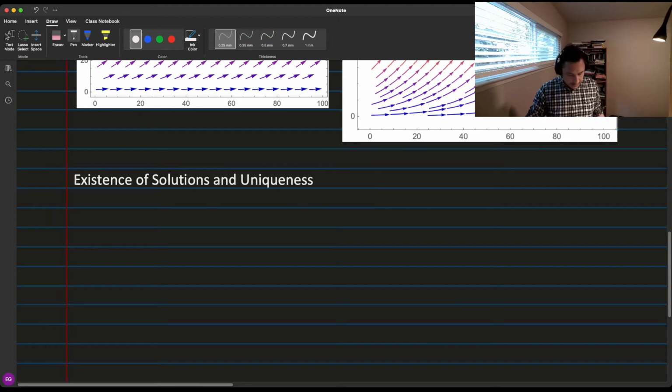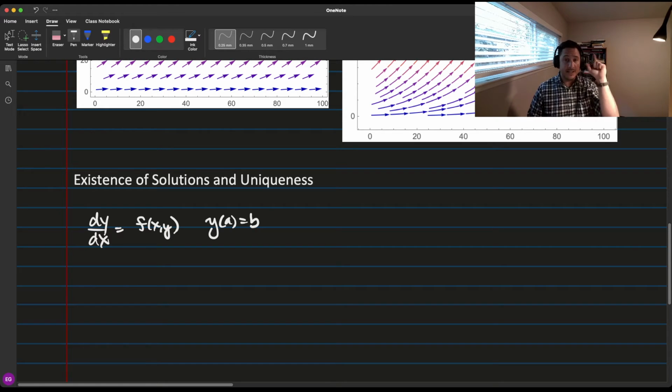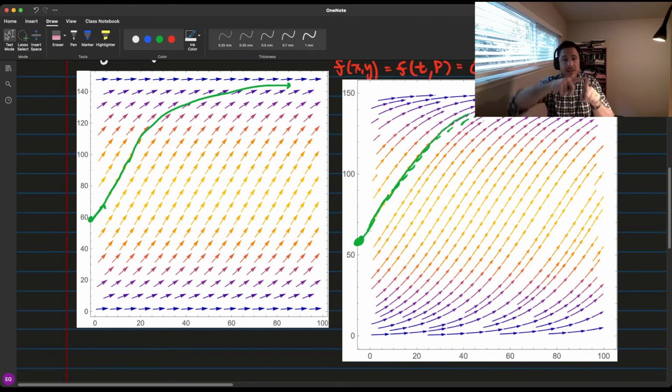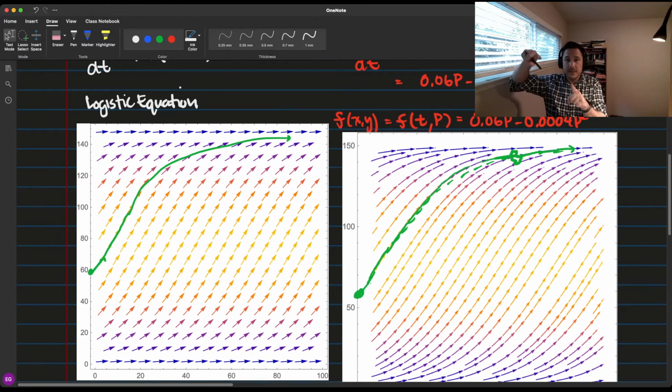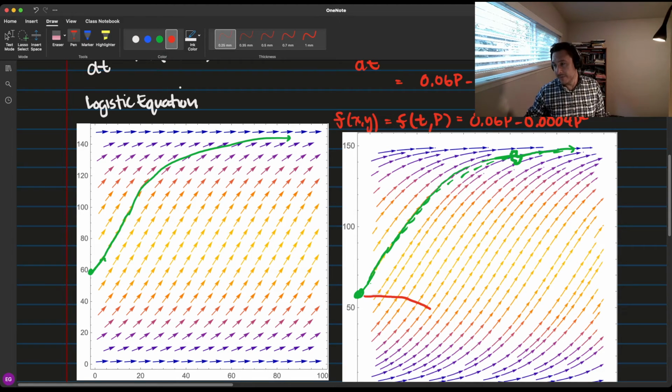So let's say that you're given some derivative, dy/dx equals f(x,y). You're given some initial condition, y(a) equals b. You want to know, is a solution going to exist, and is that the only solution? Are there other solutions? Because if you look up here, you can see that there's only one path really to follow from a population of 60, and it keeps on increasing to 150. But what if it was also possible to go some other way? What if it was possible to go down and decrease to 0? You want to know, is there that solution, two solutions, multiple solutions?